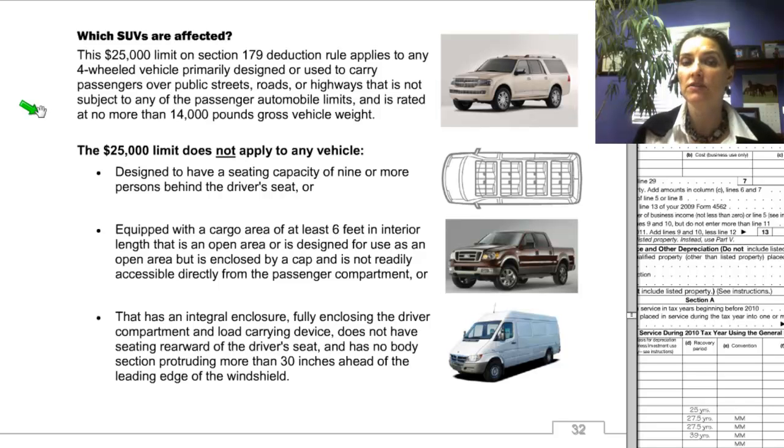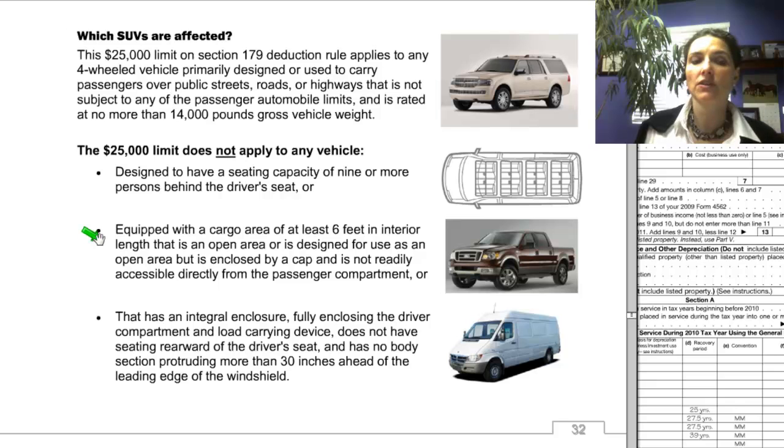So can we think of any vehicles that are described by that description? Well, sure we can. We can think of these larger passenger vans, we can think of larger pickup trucks, and we can think of delivery vehicles like this Sprinter vehicle that is used for delivery. It's manufactured by Freightliner Mercedes. So the $25,000 limit, though, does not apply to any vehicle that is designed to have a seating capacity of 9 or more persons behind the driver's seat, such as this van. As you can see, it has 3 rows that seat 3 passengers behind the driver, so it has seating capacity of 9 or more behind the driver and therefore would not be affected by the limits.